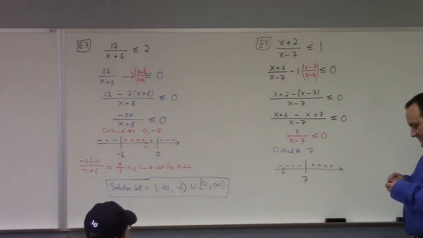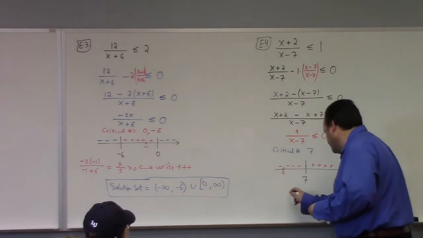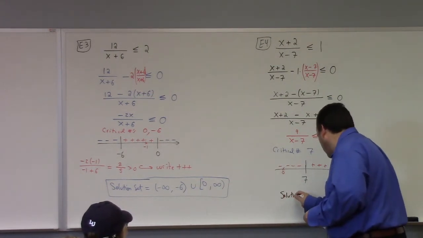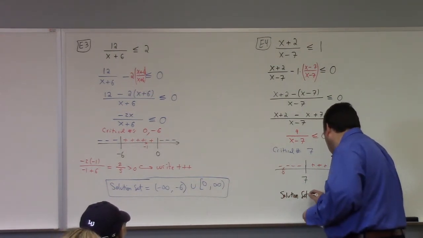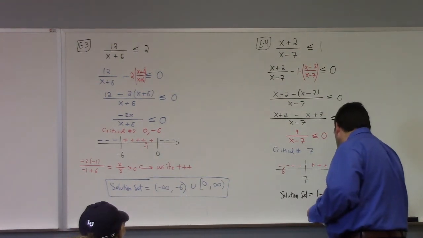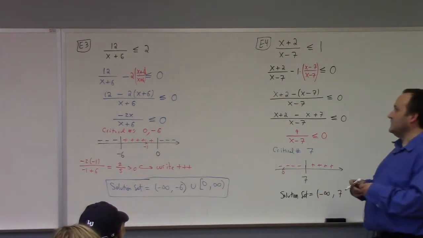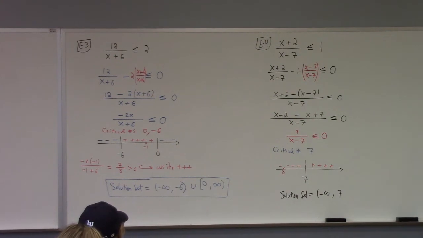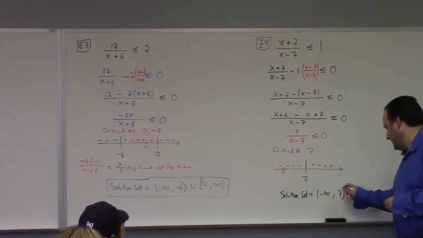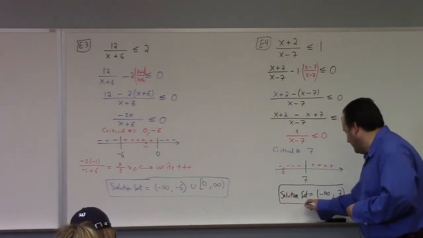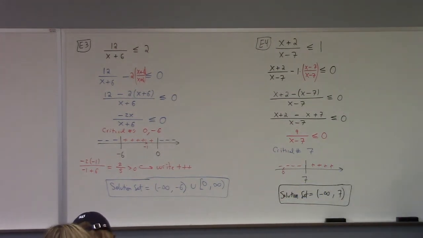So solution set is minus infinity to 7. Is 7 included or excluded here? Excluded, why? Okay, if we plug in 7, it's undefined. It's got division by 0 there.